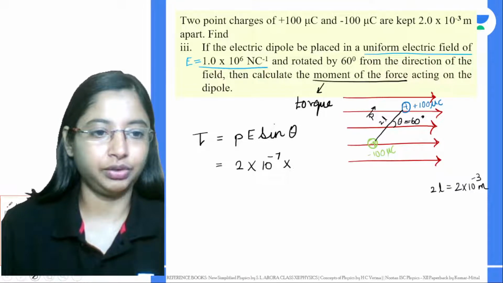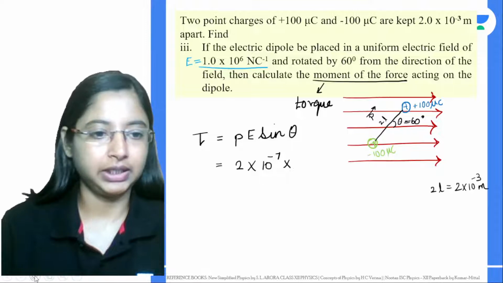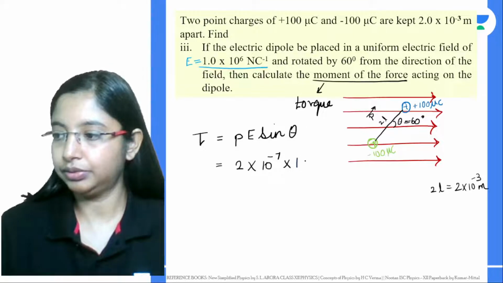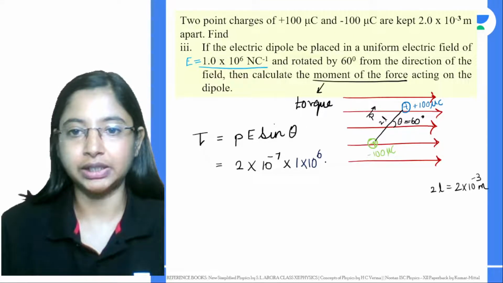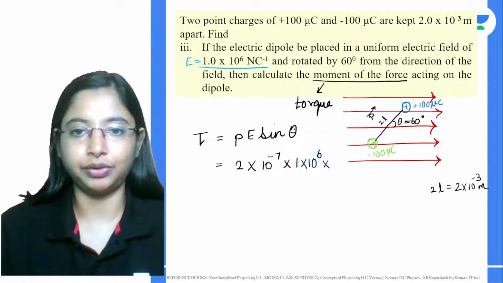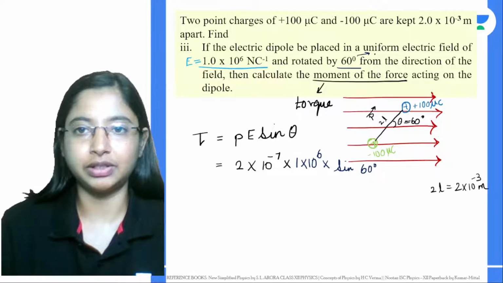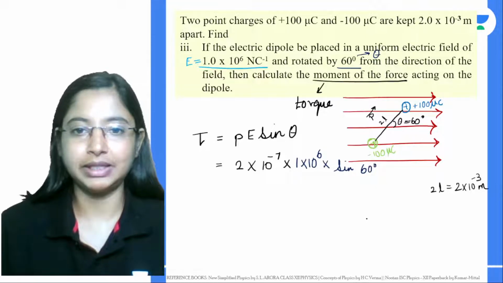So from here you can write E is equal to 1 into 10 to the power of 6, into, what is the next value you have? Next is sine theta. Theta is given in the question as 60 degrees.